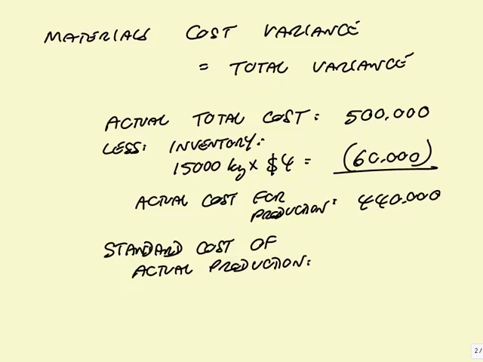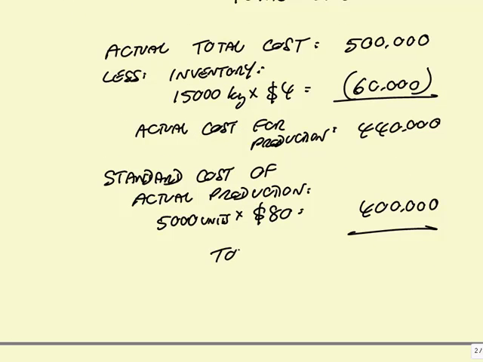How many units did we actually produce, please? 5,000. What's the standard cost per unit, please? 80. Each unit should have cost 80, and therefore we should have spent 400. We spent 440, and therefore the total variance, or the cost variance, is 40,000 adverse, which of course agrees with what we had before.